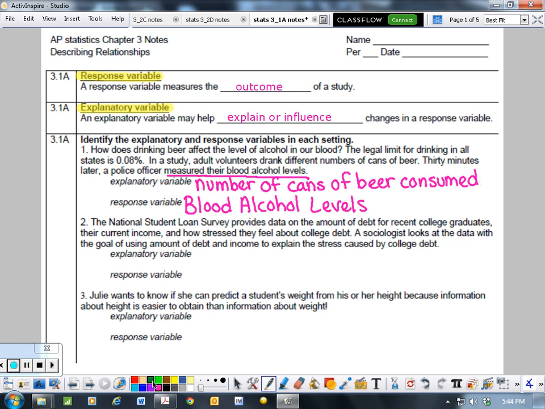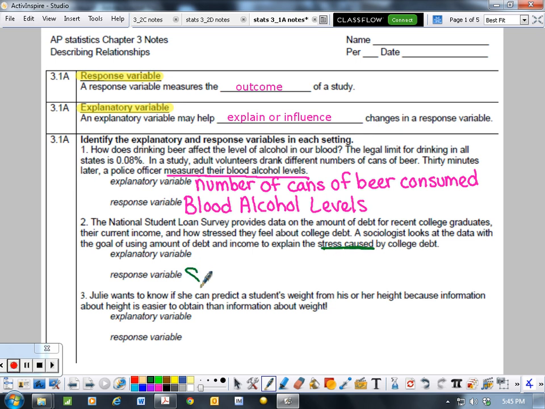Okay, so for our next problem, the National Student Loan Survey provides data on the amount of debt for recent college graduates, their current income, and how stressed they feel about college debt. A sociologist looks at the data with the goal of using the amount of debt and income to explain stress caused by college debt. So we're trying to figure out what's causing this stress.